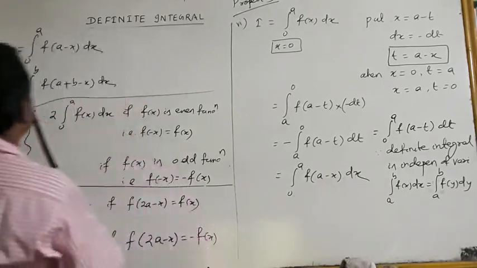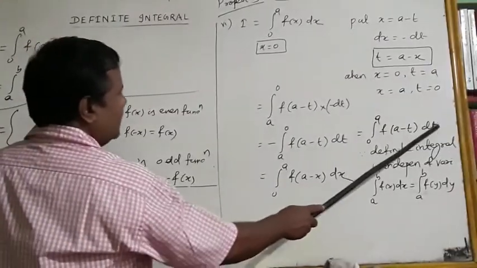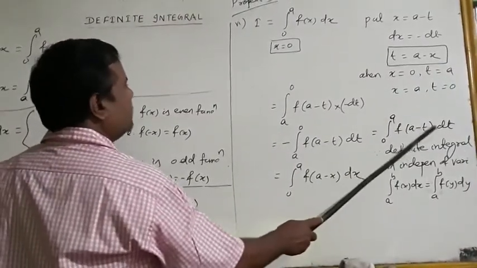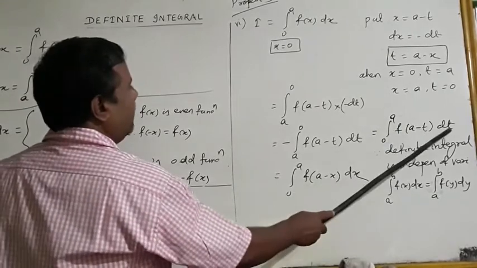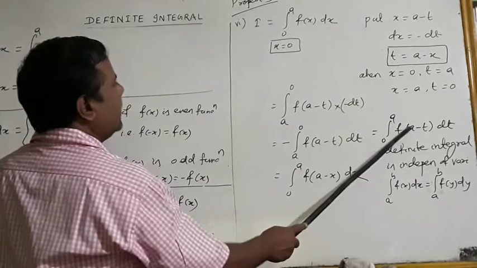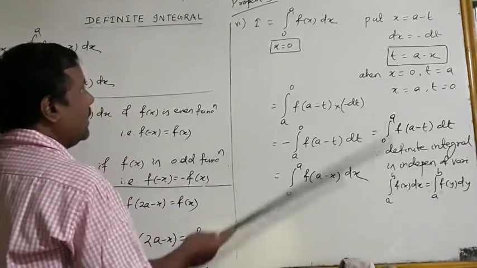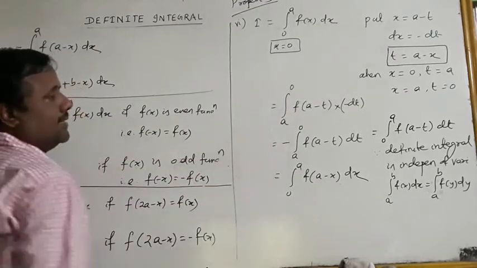See, because in our property we have to show this. It is f(a minus t) dt from 0 to a. It is also f(a minus y) dy from 0 to a. It is also f(a minus z) dz from 0 to a. Similarly, I am putting f(a minus x) dx from 0 to a. But this x is not linked with that x.